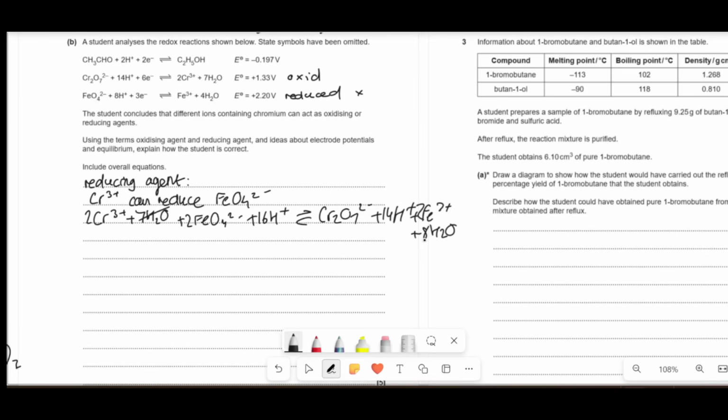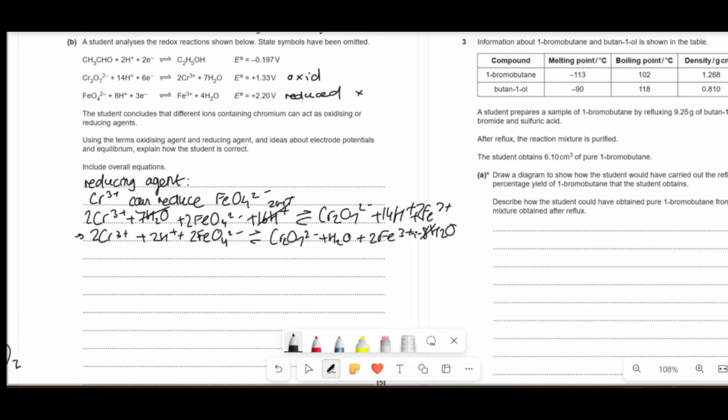We're left with 1H2O there. And then we've got 2H+ here and that. So if we tidy all of this up, we get 2Cr3+ + 2H+ + 2FeO4 2- goes to Cr2O7 2- + H2O + 2Fe3+.